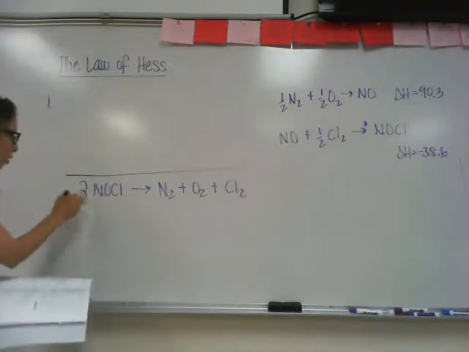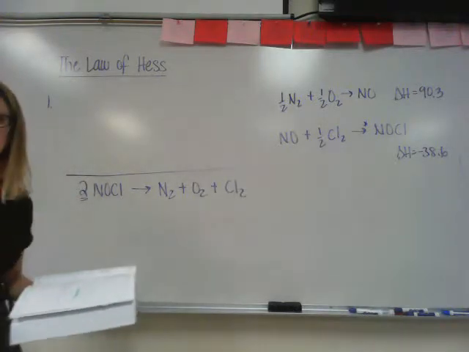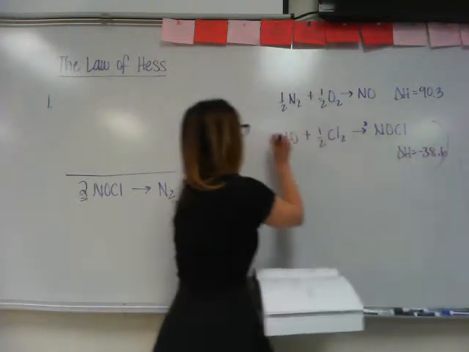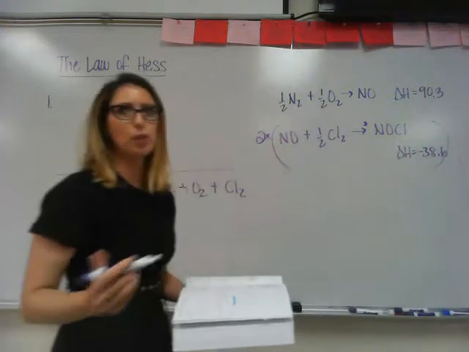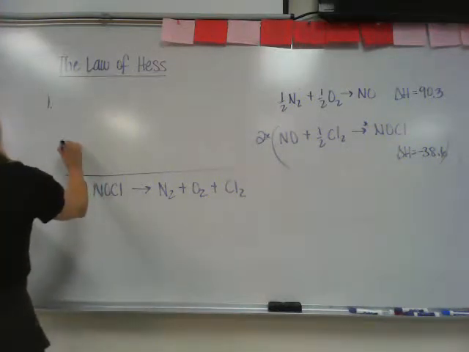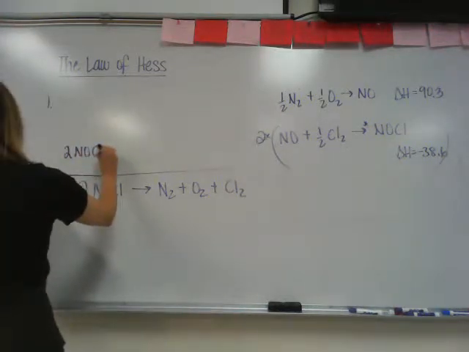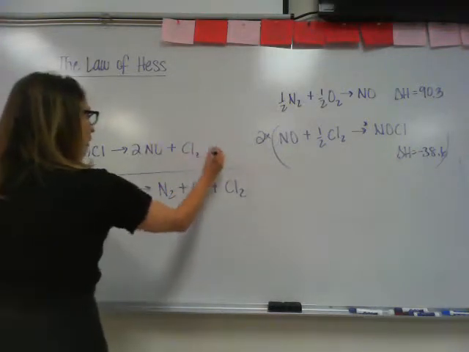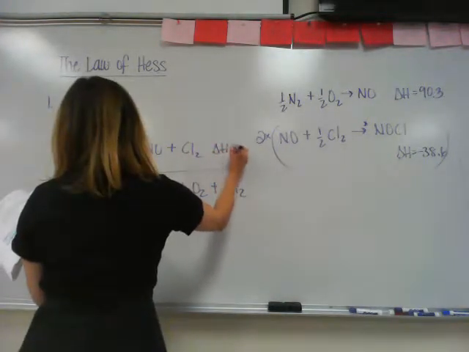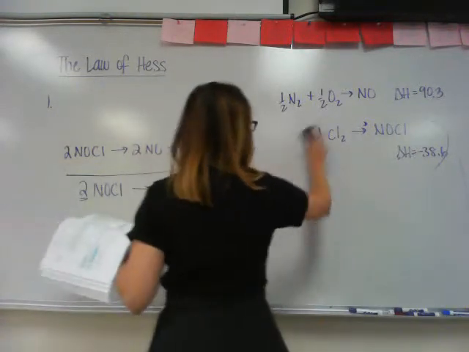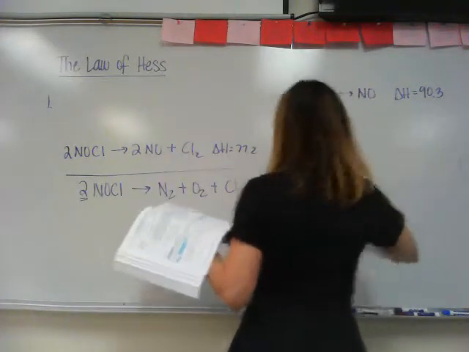But also, I have a 2 coefficient in front of NOCl, which means I probably want to take this entire reaction and multiply it by 2 when I reverse it. Okay, so that's going to leave you with 2NOCl yields 2NO plus Cl2, and then the delta H for that is going to be 77.2. Okay, so now this equation, we're done with it.